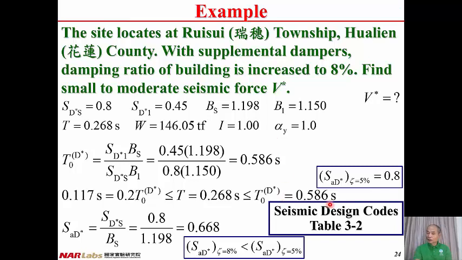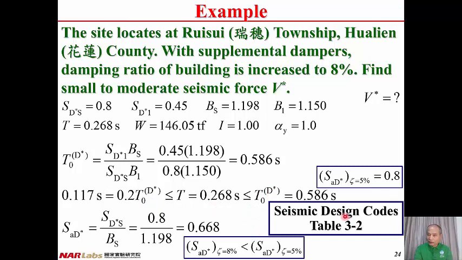And then from Seismic Design Codes Table 3-2, we can compute the corner period between short period and medium to long period, T0 parenthesis D star, equal to SD star 1 BS divided by SD star S B1. After the computation we can have the corner period equal to 0.586 seconds, and then we can check that the structural vibration period lies between 0.2 T0 parenthesis D star and T0 parenthesis D star.